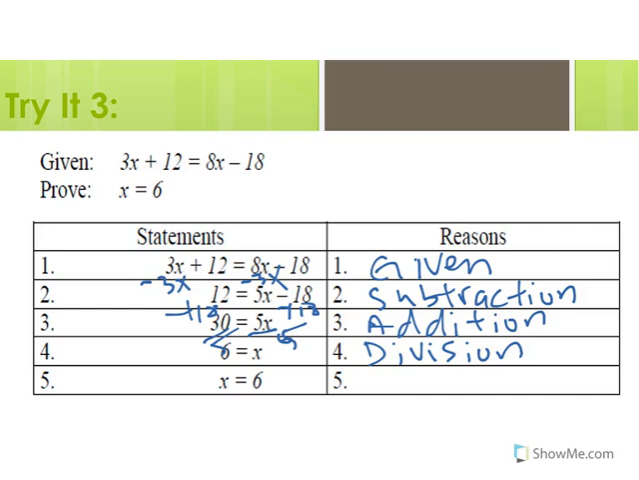Okay, and then here we're switching the x from the right over to the left and the 6 from the left over to the right. So then this is what we call symmetric.